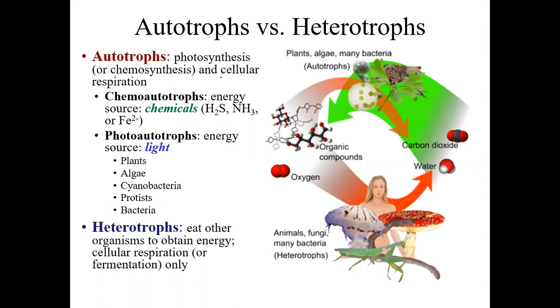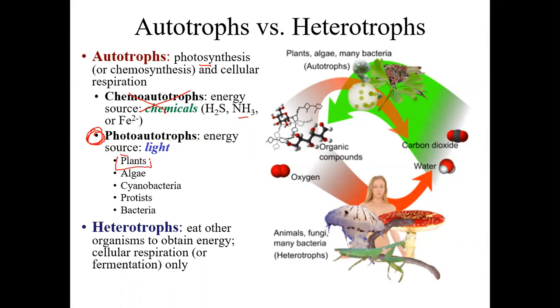Autotrophs are basically anything that can actually do photosynthesis. In terms of that, they can actually produce their own food source. Now, I'm not going to fixate so much on these chemotrophs. That's where, in terms of their energy source, they get things like ammonia or iron. But the big thing that we should at least make sure you guys are aware of are photoautotrophs, where their energy source is light.